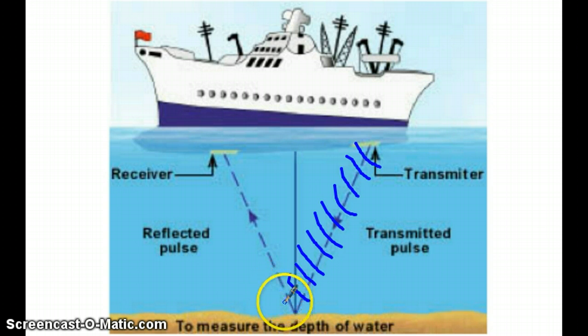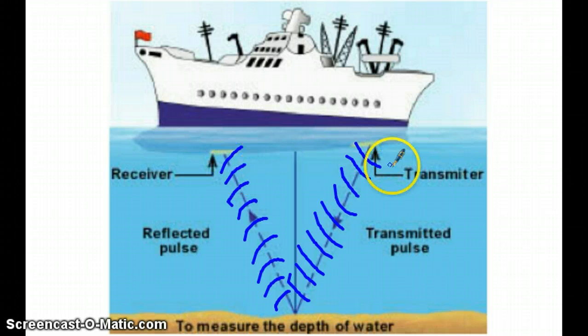So we can actually time how long it takes to go down to the bottom, bounce off an object, and head back up to the receiver. So once we have the time, we divide it by 2, since there's a signal going down and a signal going up, and we'll find out what the depth to the bottom of the sea is.